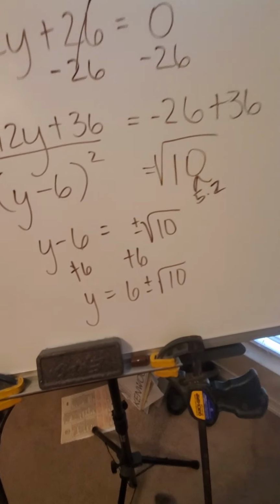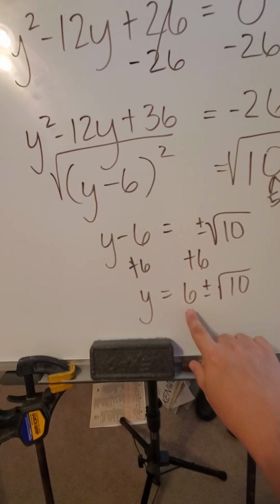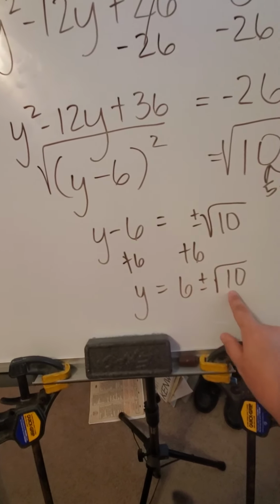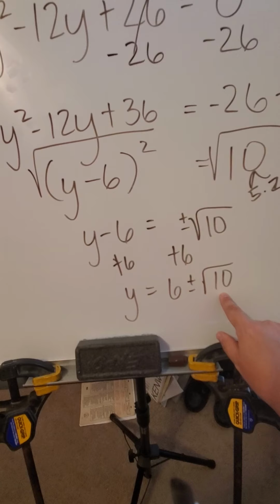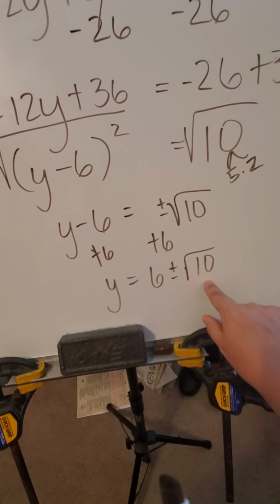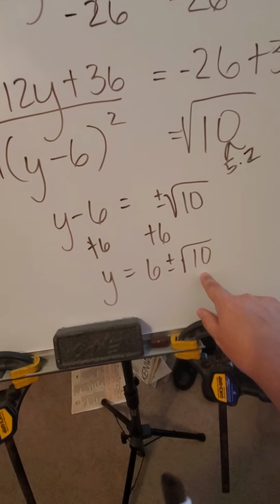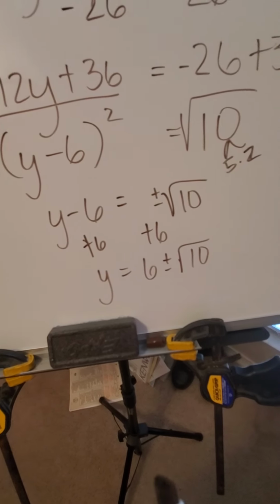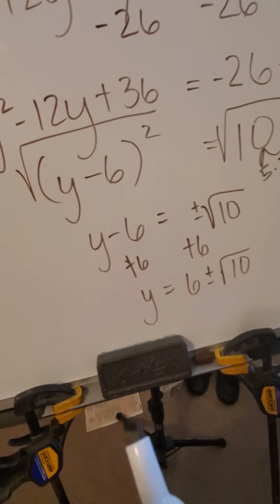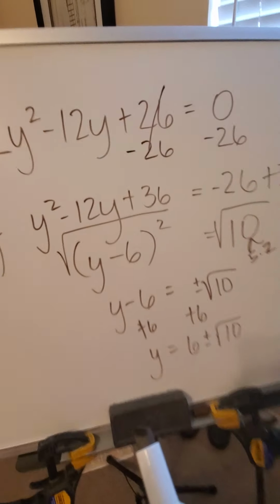Okay, and you could get a decimal answer here. You could put it in your calculator and say 6 plus the square root of 10. Okay, let's see. That would be about 9 point something. And then 6 minus the square root of 10, which would end up being 2 point something, because the square root of 10 is a little more than 3, right? Okay, so that's the basic, right?